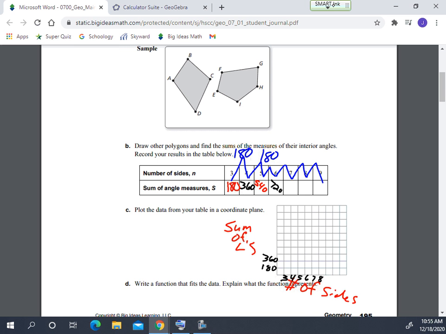Hey, I don't even need to do that. Plus 180, that's 900. Plus 180 is 1080. And then plus 180 again is 1260. Okay, so they're each going up 180 degrees. So I know that this is 540, and I'm going to get a graph that looks just like this. It's a linear graph, right? It goes up in this direction.